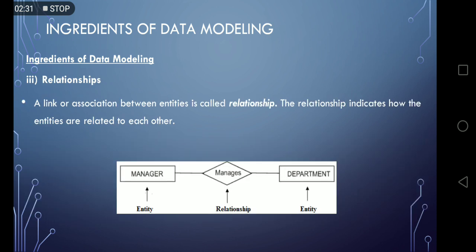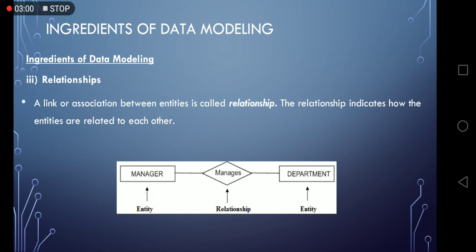Relationships. A link or association between entities is called a relationship. A relationship indicates how the entities are related to each other. An example is the relationship between mother and children. One mother may have many children, but each child has only one mother. A relationship between entities is always given a relevant name.